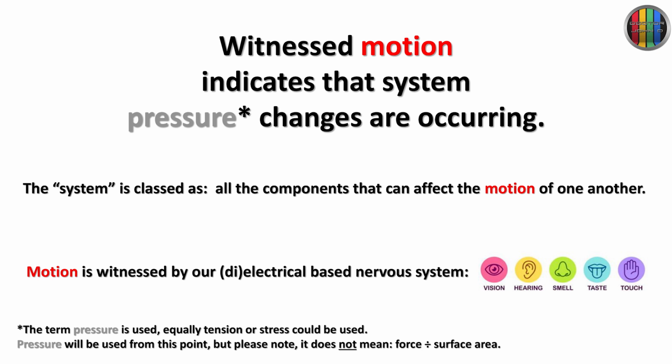The system is classed as all the components that can affect the motion of one another. Motion is witnessed by our dielectrical-based nervous system, vision, hearing, smell, taste and touch. The term pressure is used. Equally, tension or stress could be used. Pressure will be used from this point, but please note it does not mean force divided by surface area.